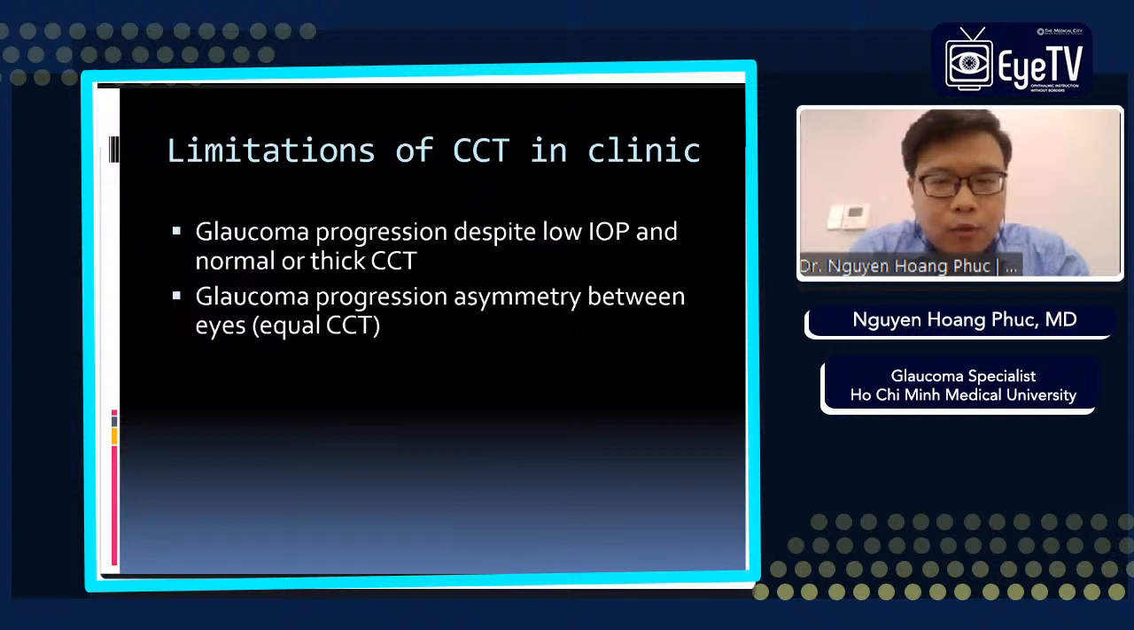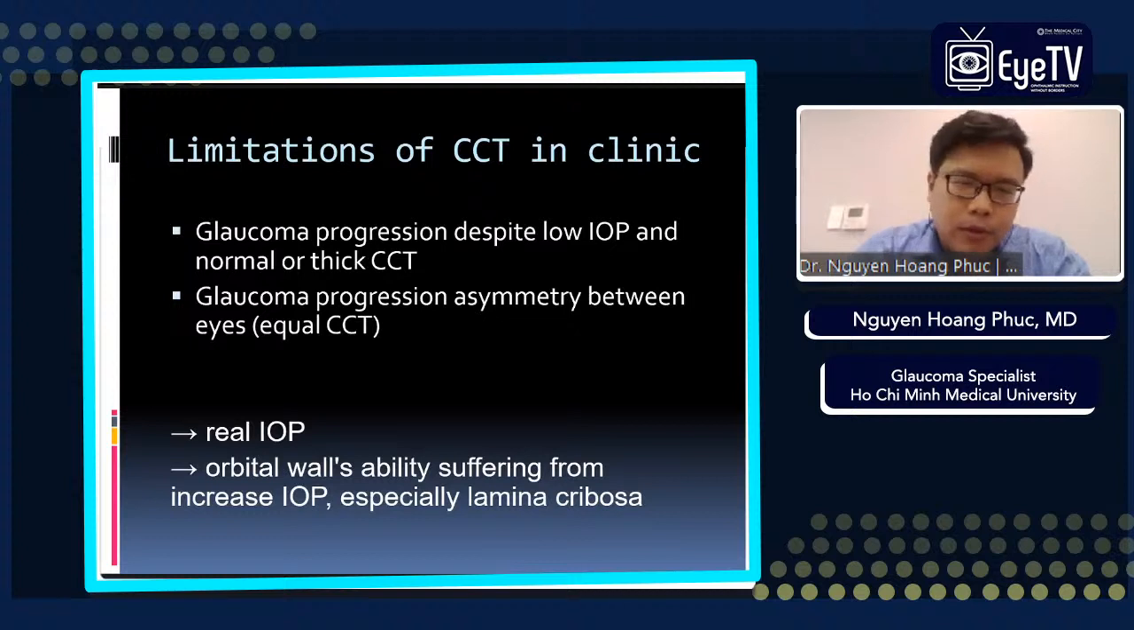First, in some patients with low IOP and even normal CCT, the glaucoma still progresses. And in some patients, even in one patient with the same IOP and the same CCT, we still see asymmetric progression of glaucoma between the two eyes. So we still have two questions. What is the real IOP inside the eyeball? What is the pressure that affects the optic nerve?